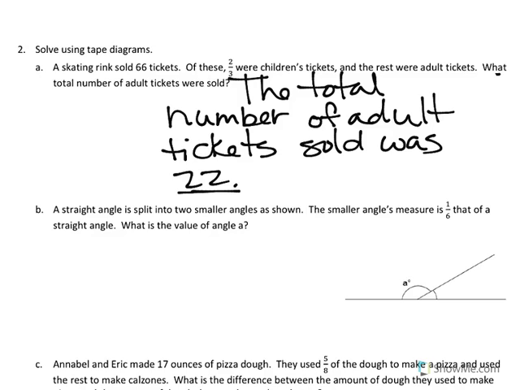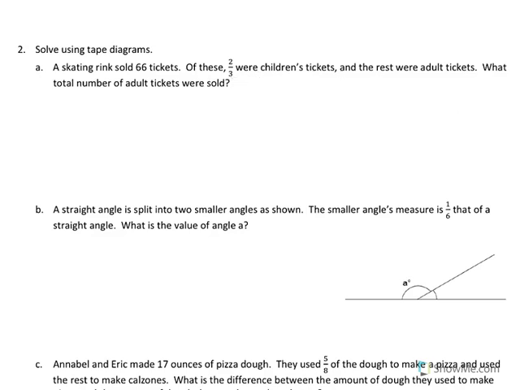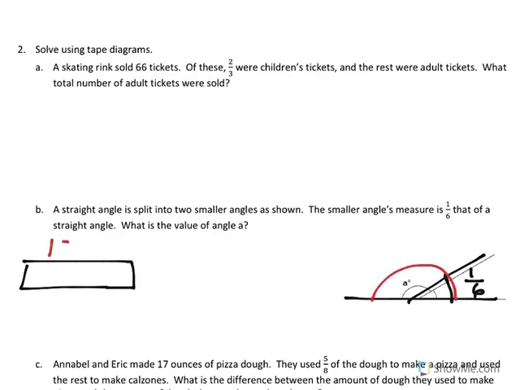Let's go ahead and look at B. A straight angle is split into two smaller angles as shown, right here. The smaller one here measures 1/6 of the straight angle. What is the value of angle A? So in order to know this, we would need to know that this entire straight angle is 180 degrees. And that would be from 4th grade.